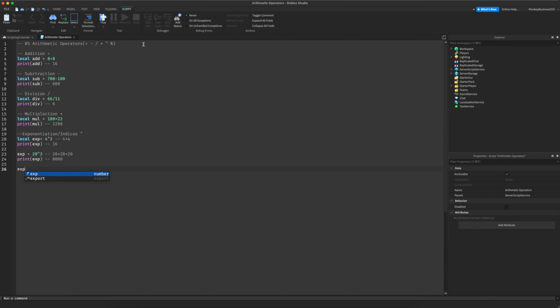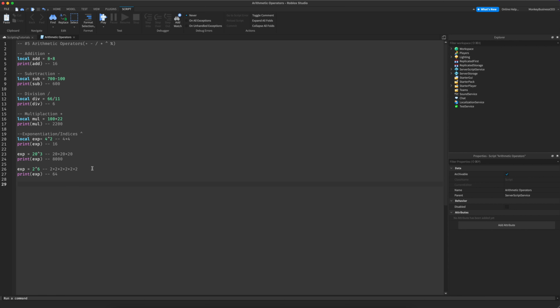And I'll do just one last example just in case you're still not quite sure. So I'll do 2 to the power of 6. So what this is doing essentially is just 2 multiplied by 2 multiplied by 2 multiplied by 2 multiplied by 2 multiplied by 2. So 1, 2, 3, 4, 5, 6. Yep, that's right. So if we print exp, that should print 64 in the output.